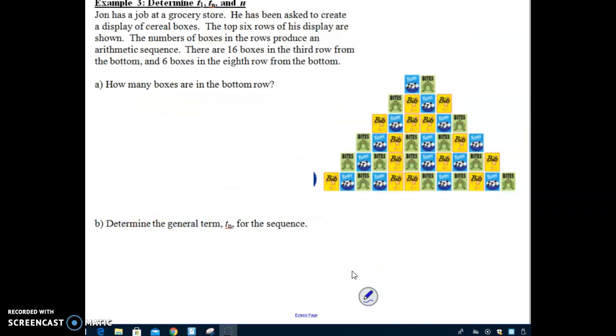Moving on to example 3, we've got this display of cereal boxes at a grocery store, and then it tells us some information. First of all, it says there's 16 boxes in the 3rd row from the bottom and 6 boxes in the 8th row from the bottom. How many boxes are in the bottom row? So we know a few things here. We know that it starts with 2 boxes. We also know that we add on 2 boxes every time. So again, if we write our information, T1 is 2, D is also 2.